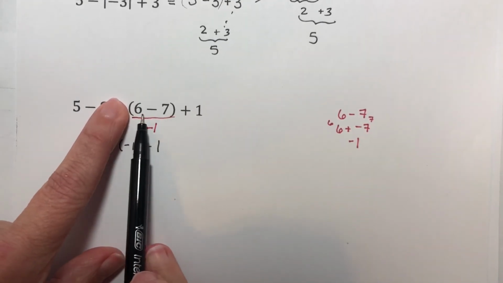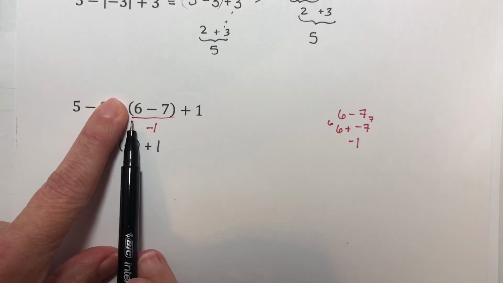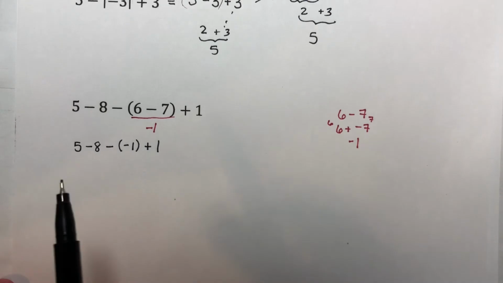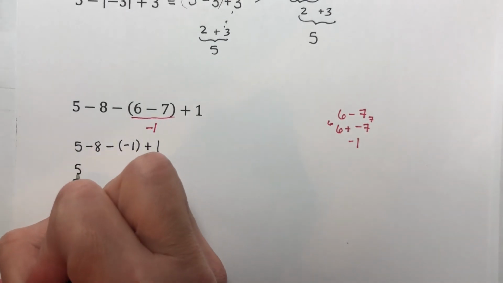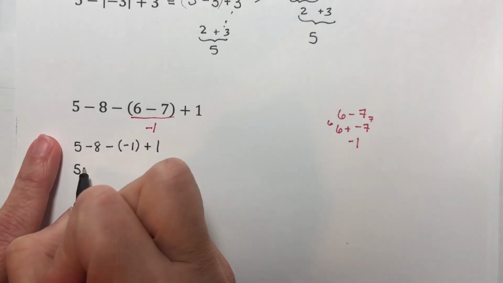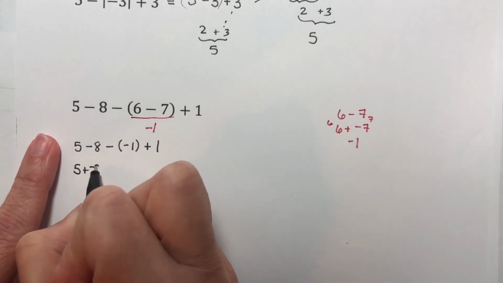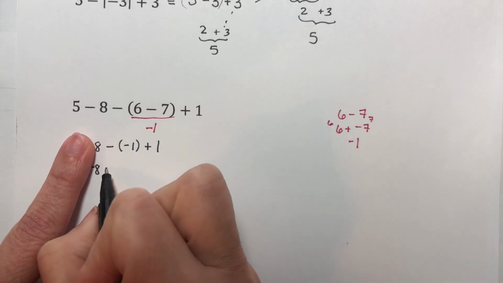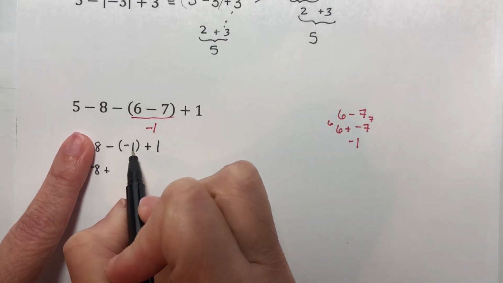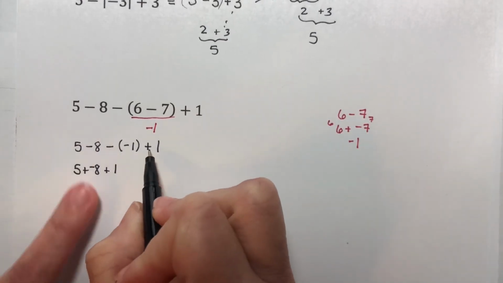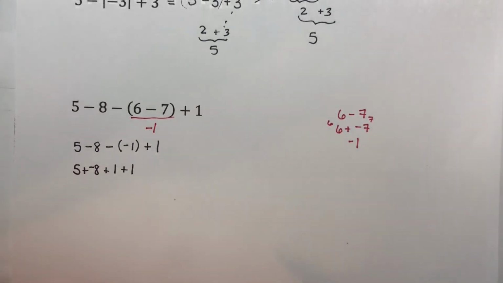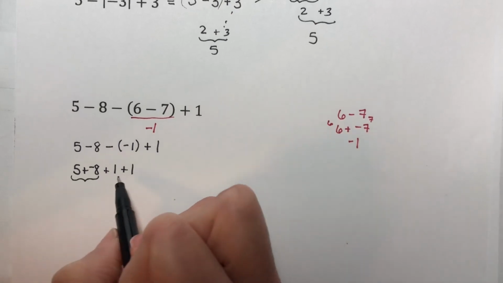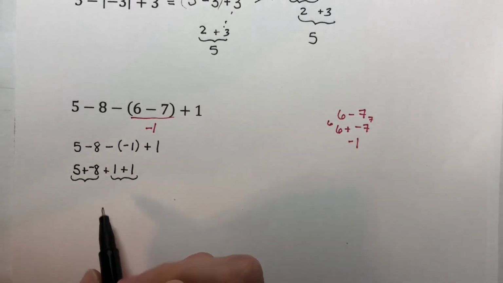All we have done so far is figured out what goes inside this parentheses. Okay. Now let's deal with these two subtractions. This is 5 minus 8, so it's plus the opposite of 8, which is negative 8. Okay. Minus, so this is plus the opposite of negative 1, which is positive 1, and then plus 1. Now we can group these however we want to. Let's do these two, and then these two.